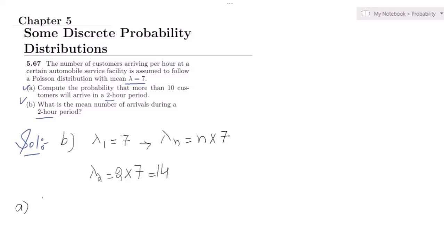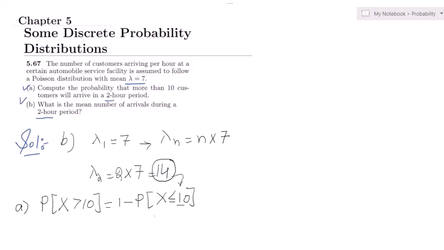So in part A, what do I have to find out? I have to find the probability that more than 10 customers will arrive in a 2-hour period. Okay, so if x is the number of customers, then x is greater than 10. This greater than 10 can be any value from 11 to infinity. So we can simplify it as 1 minus the probability that x is less than or equal to 10. Also the value of lambda here is 14, and the value of x here is 10.